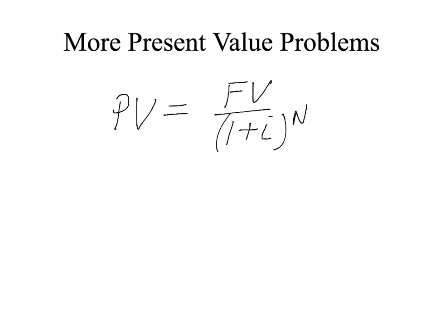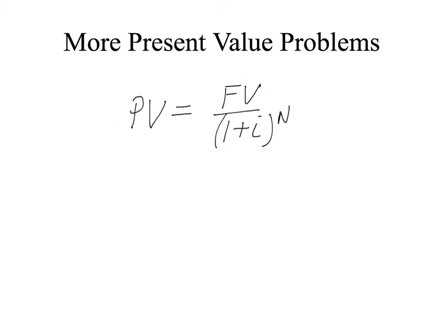Okay, let's try some more challenging problems in computing present value. Before we start though, let's keep in mind that although these problems are more difficult than the basic problems, they all make use of the same following equation, which simply tells us how to discount future cash flows. Present value equals future value divided by 1 plus the interest rate to the power n, where n is the number of years between the present and the future.